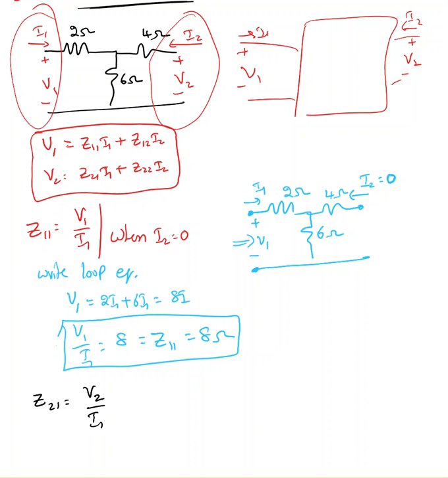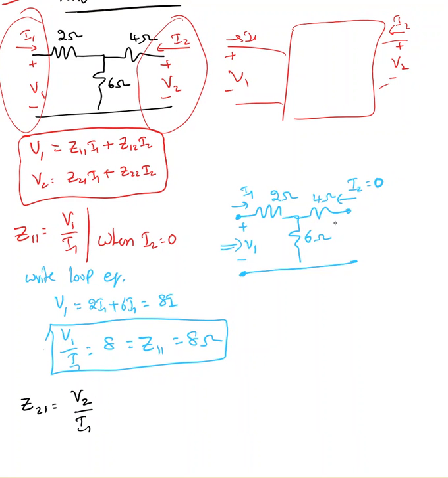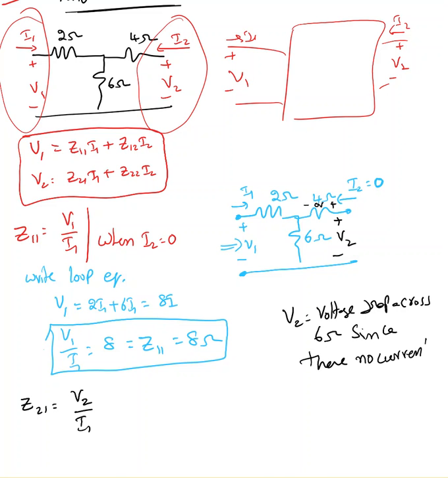So as I mentioned, I'm going to use the same circuit. What is V2? Still, V2 is right there. Okay, V2 is right here, and I know the voltage drop across this is 0 volts because there is no current passing through this. So can I say V2 is nothing but the voltage drop across 6 ohm? V2 equal to voltage drop across 6 ohm since there is no current passing through 4 ohm.